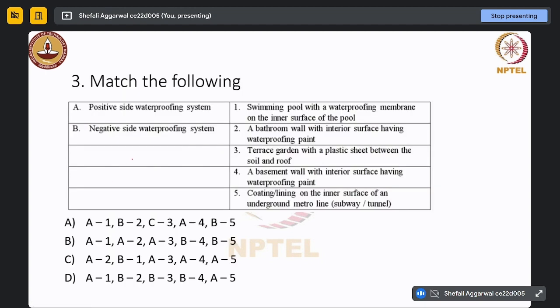Okay, next question. Match the following. So we have read about two types of waterproofing system, positive and negative side waterproofing system. So these are the different cases. What do you think? Which type of coating should be applied on the system? Swimming pool with the waterproofing membrane on the inner surface of the pool. So what type of waterproofing system is this? Positive or negative? A or B?